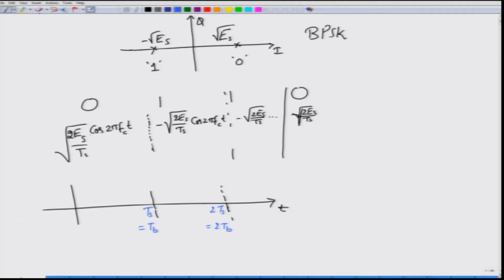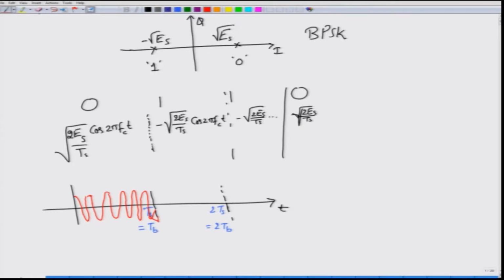So, to transmit square root 2 Es by Ts cos 2 pi fc t, I have to transmit this cosine waveform. Please forgive me if my cosine waveforms do not look very nice. It is kind of hard to draw on this, and let us say my cosine waveform, which has to have an integral number of cycles here, must end at this point.